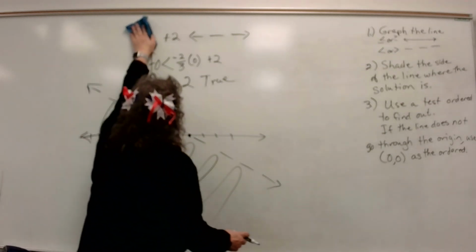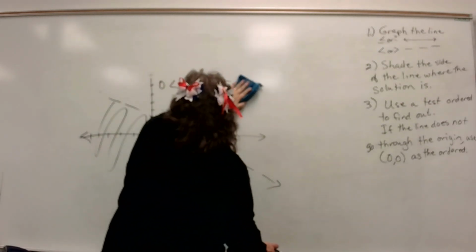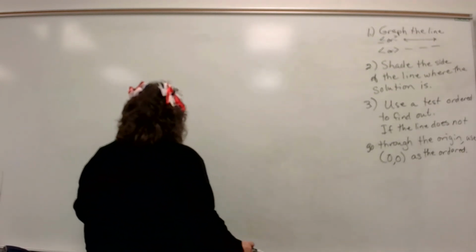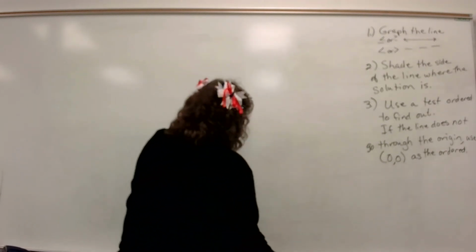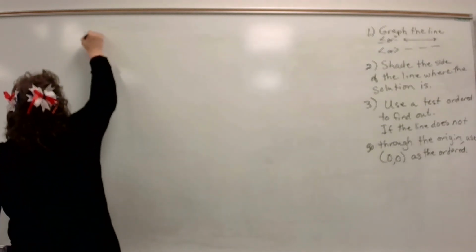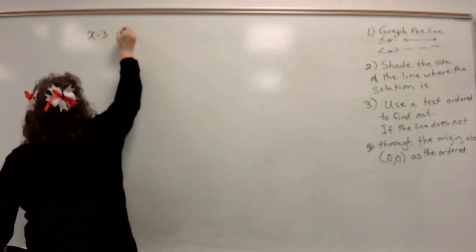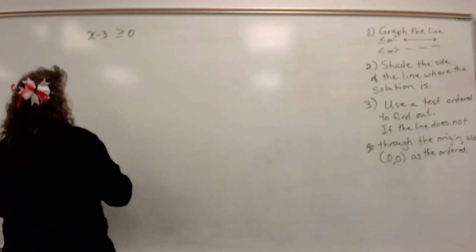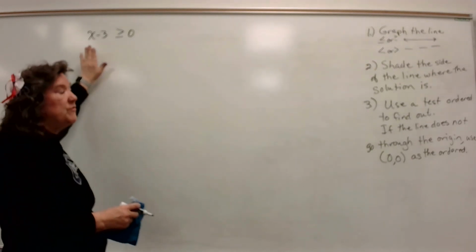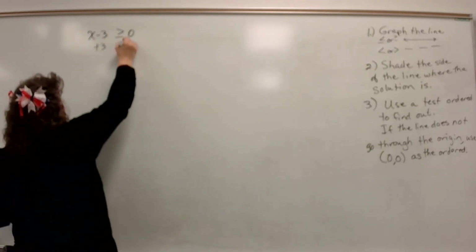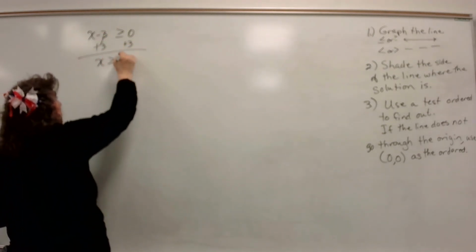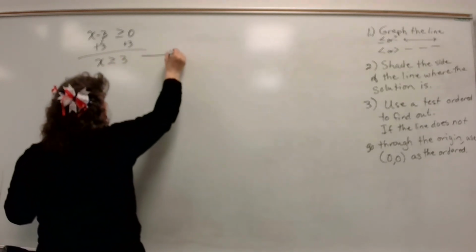Let's look at another one. Let's look at some of these special cases. They're actually easier to know. So let's see. What if I have x minus 3 is greater than or equal to 0? Well, I don't have any y, so this is a special case. So I've got to solve for my x first. So add my 3 to both sides. And I have x is greater than or equal to 3. Greater than or equal, so it's a solid line.